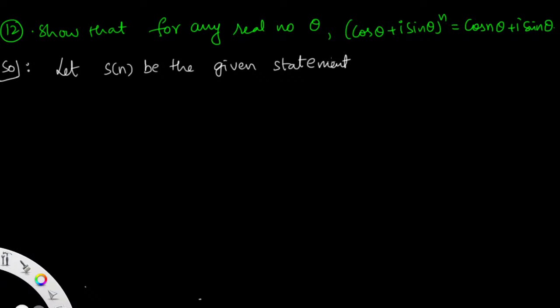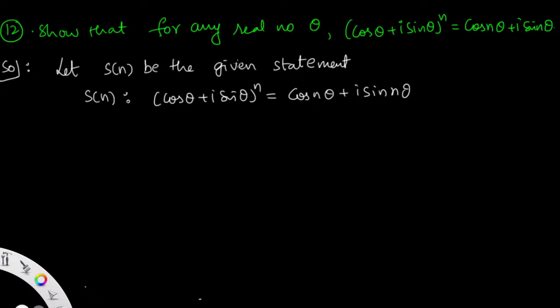So that is S of n. The given statement we write as S of n. Put n equal to 0. Integer means starting with 0. That's why, in mathematical induction, we would put n equal to 1, but here n is an integer, so we write first n equal to 0. The given statement S of n is (cos theta plus i sin theta) to the power of n equals cos n theta plus i sin n theta. Always go through the mathematical induction method. Don't take it as a big problem.